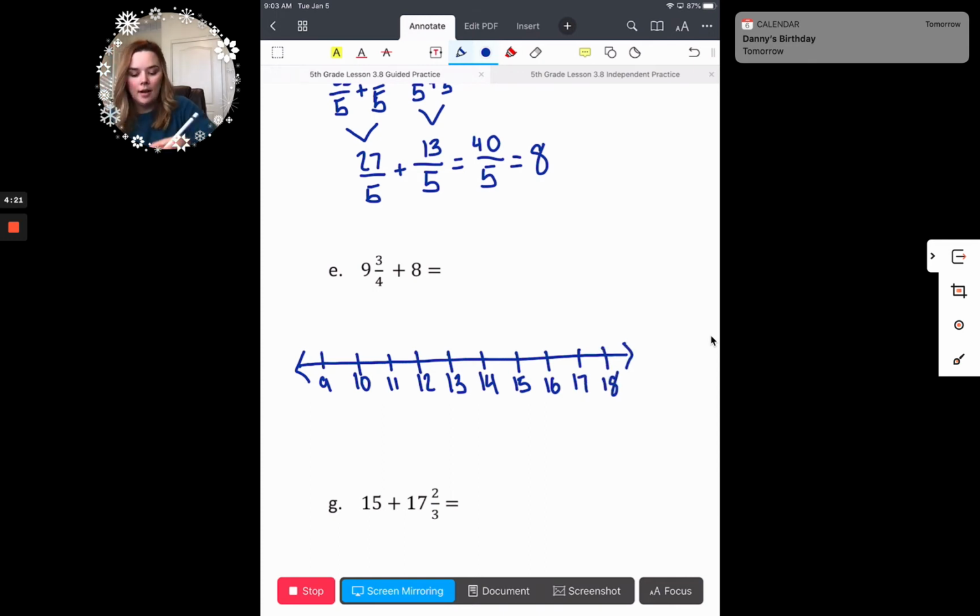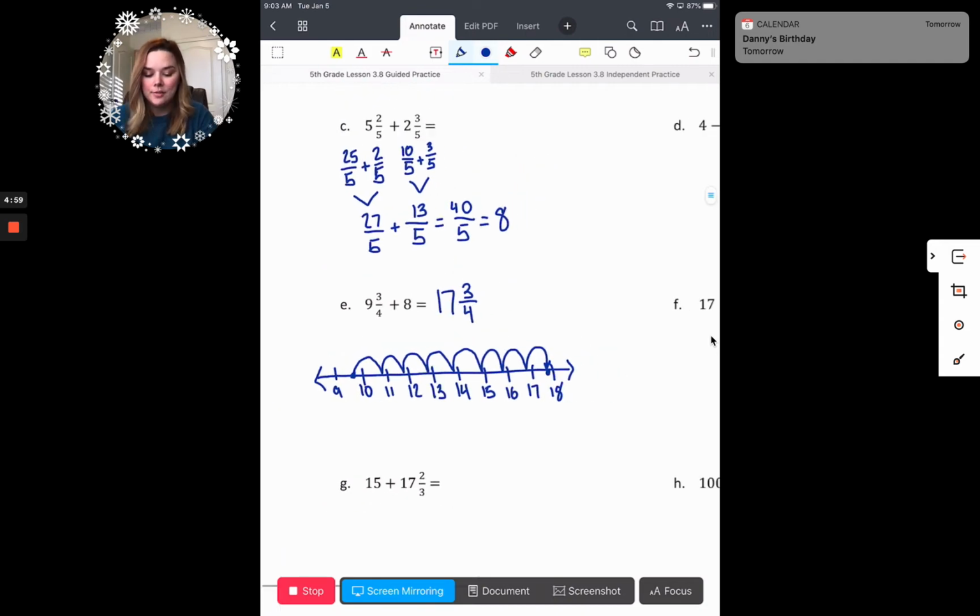So if I'm starting at 9 and 3/4, that means that I'm going to be about here. So then I'm going to jump 8 spaces. So I'm going to jump 1, 2, 3, 4, 5, 6, 7, 8. And that's going to put me at 17 and 3/4. So those are a couple of different ways that we can add our fractions.